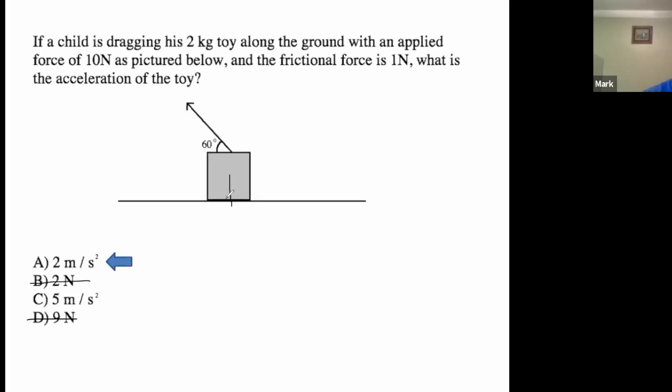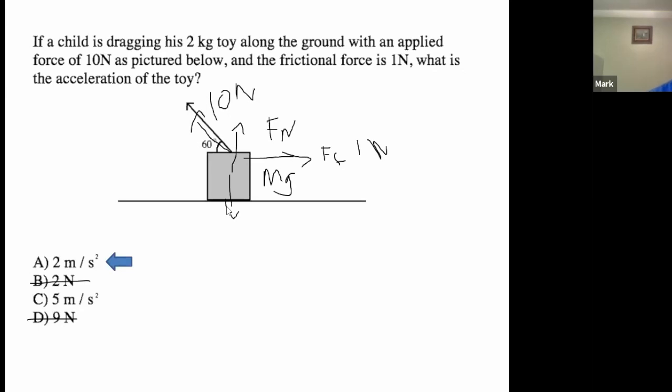Sorry about that. Gravity is going down. There is a normal force, so we'll just call it Fn for now, along the ground with an applied force of 10 newtons. So we know that there's a force this way of 10 newtons, and a frictional force of 1 newton. And we know that if he's sliding it to the left, friction always opposes motion. So friction is going to the right, and it's 1 newton. Okay, and it asks what is the acceleration?